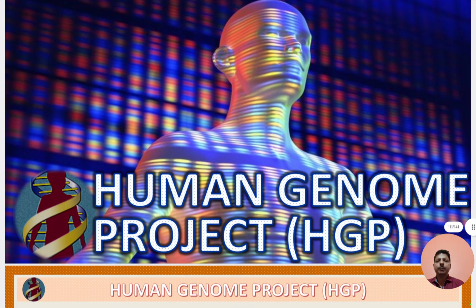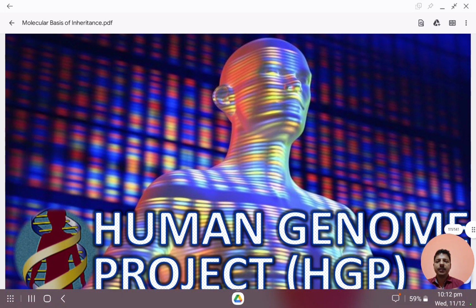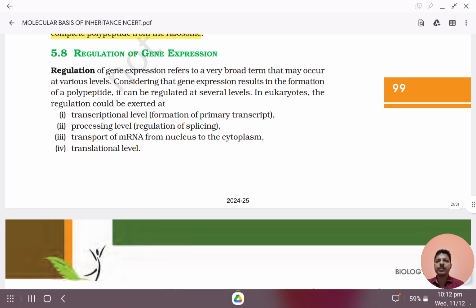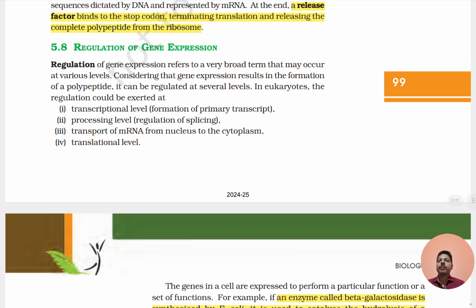Let's see what your NCERT says about this. Regulation of gene expression refers to a very broad term that may occur at various levels, and in eukaryotes regulation could be exerted at transcriptional level, formation of primary transcript, processing level, regulation of splicing, transport of mRNA from nucleus to the cytoplasm, and translational level.